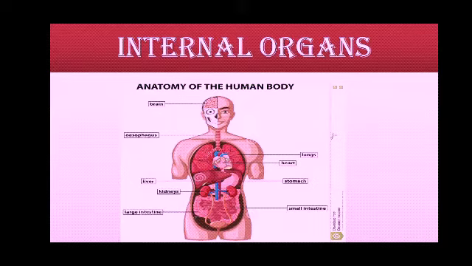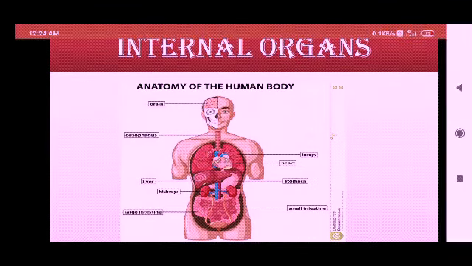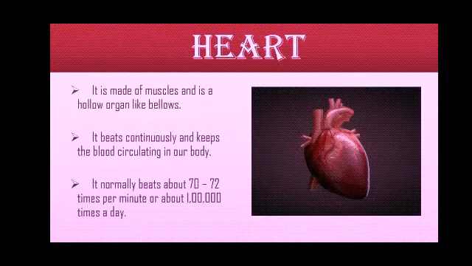The function of kidneys is to filter blood and produce urine. The bladder stores urine. The skin protects and contains the other organs. So these were just highlights. Now let's see them in a little bit of detail. The first one is heart.